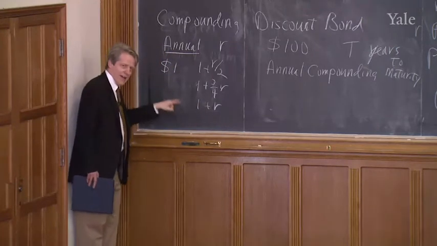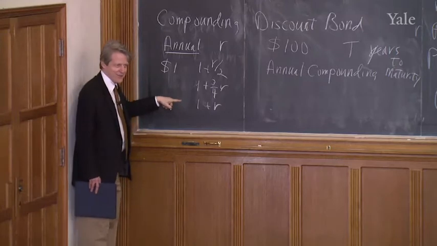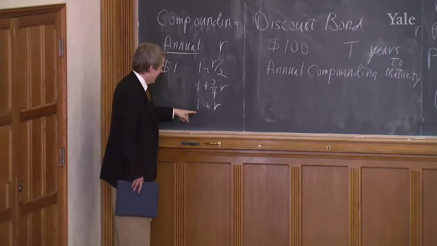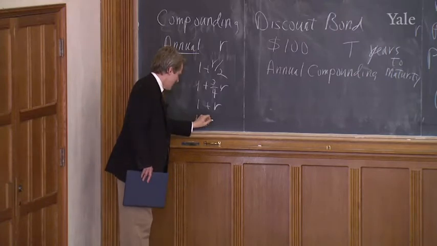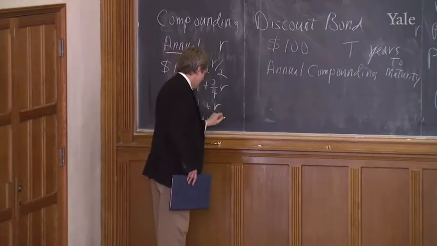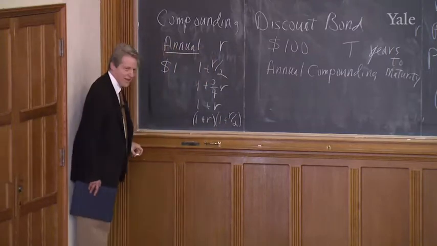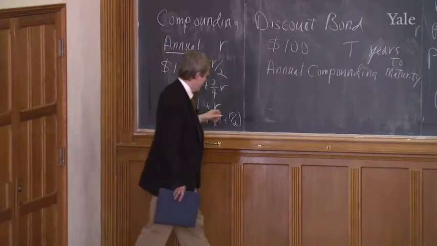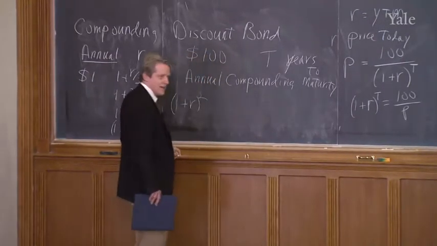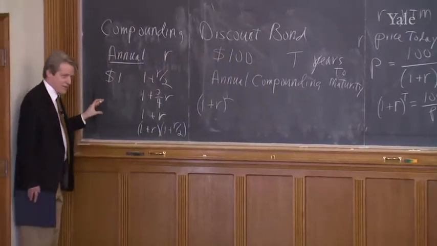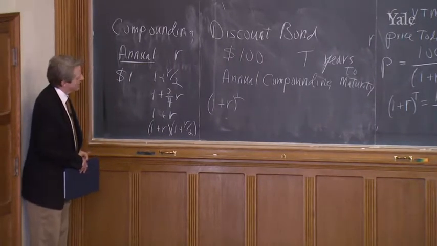But now, after 1 year, you start earning interest on the 1 plus R. So a half year after that, you would have 1 plus R times 1 plus R over 2. And then 2 years later, you'd have 1 plus R squared, and so on. That's annual compounding. But the bank could offer you a different formula.